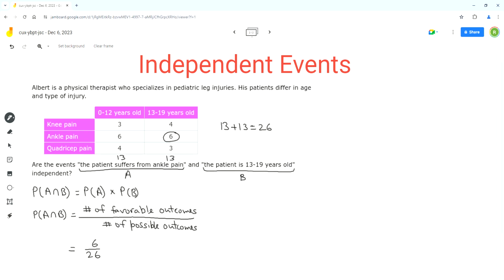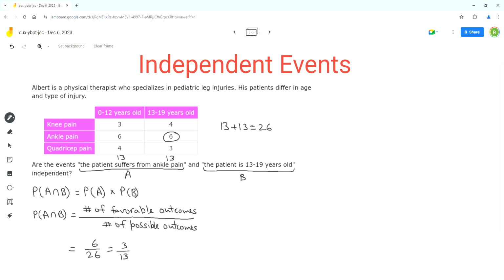So this is a very important concept we need to understand and memorize. We can reduce this fraction to 3 over 13. So this is the probability for A and B.